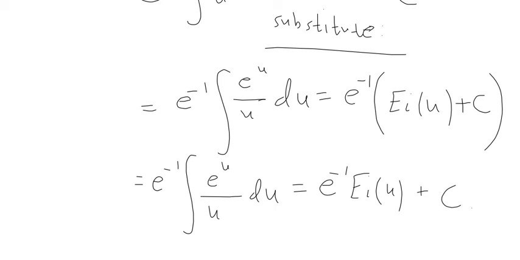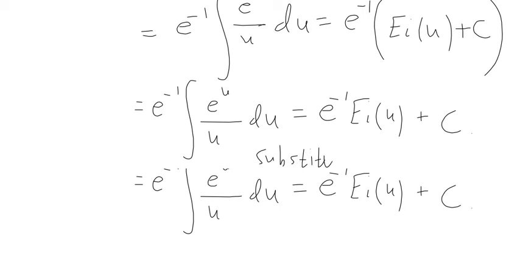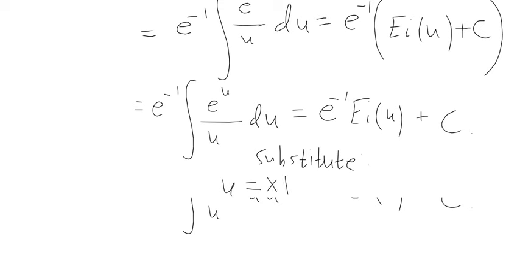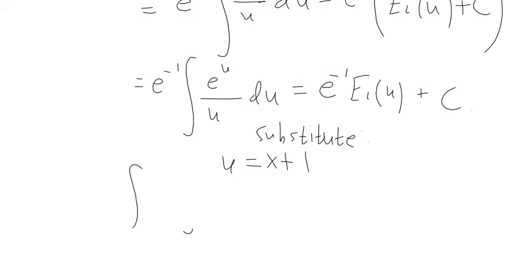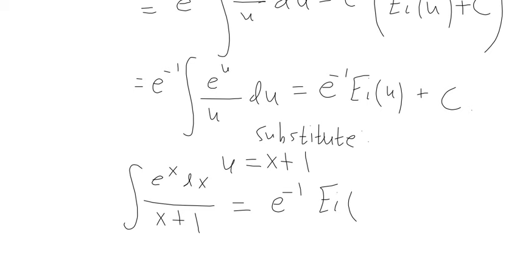And one last thing is to substitute u for x plus 1. Why do we need to do that? Anytime you use a substitution method, once you've integrated and found the solution to the problem, you have to make sure that it's written as a function of the variable x, so we have to eliminate the u. Since u was equal to x plus 1, substitute that in. So our final result for the integral of e to the x with respect to x all over x plus 1 is equivalent to e to the negative 1 times the exponential integral of x plus 1, plus c, and that's it.